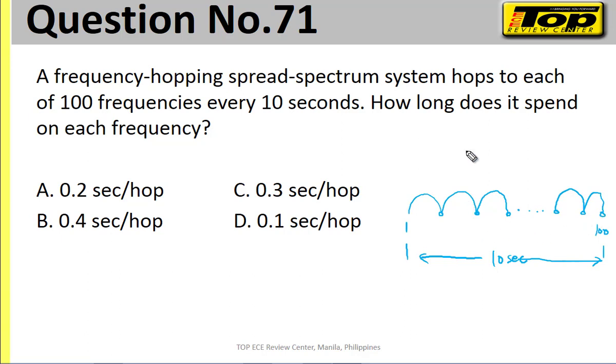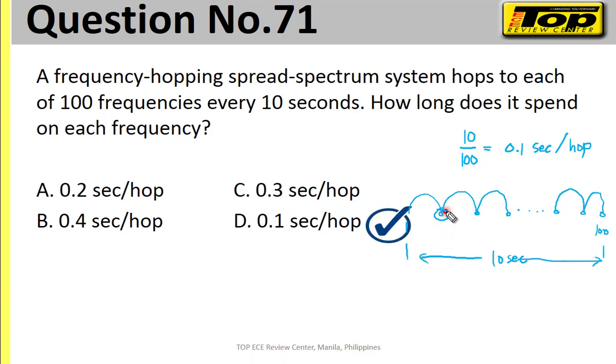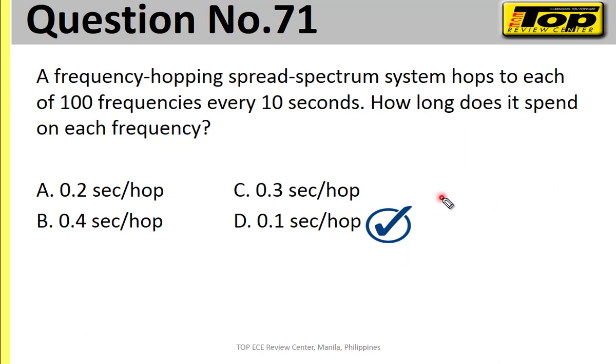Okay? It's easy. That's 10 over 100, right? Or that is equal to 0.1 second per hop. On one frequency, it stays for 0.1 second. And, of course, that is letter D. Okay? Number 71. Next number, 72.